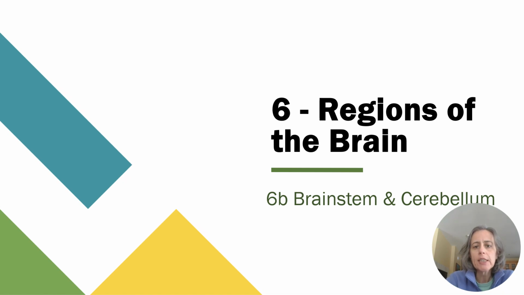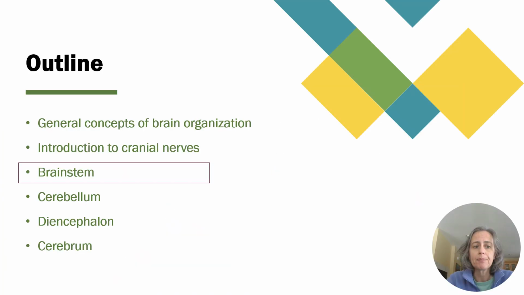Welcome back to Lecture 6, Brain Part 2. We're going to start talking about regions of the brain now that we've had a general introduction to organization of the brain and talk about the brainstem and the cerebellum. So, oops, I forgot to outline cerebellum, but you can see where we are in the general lecture outline.